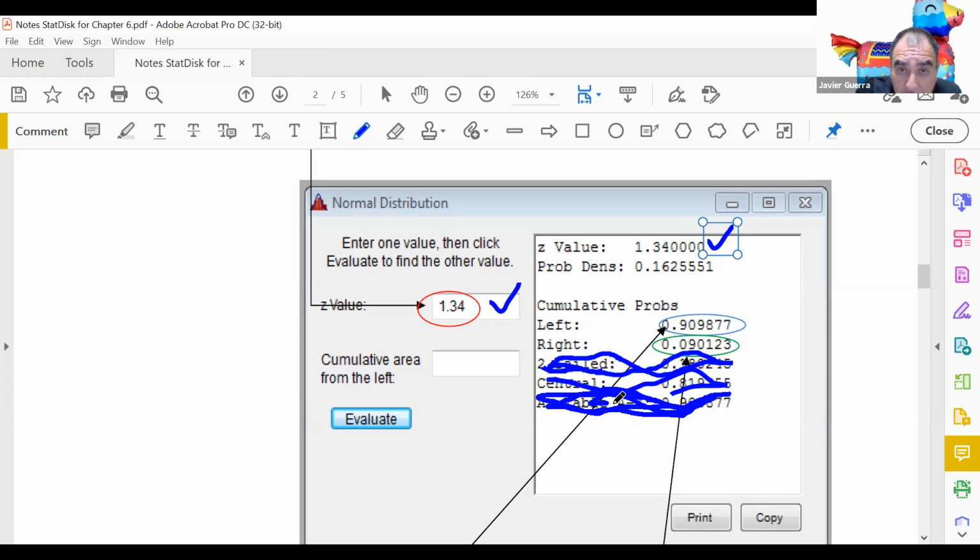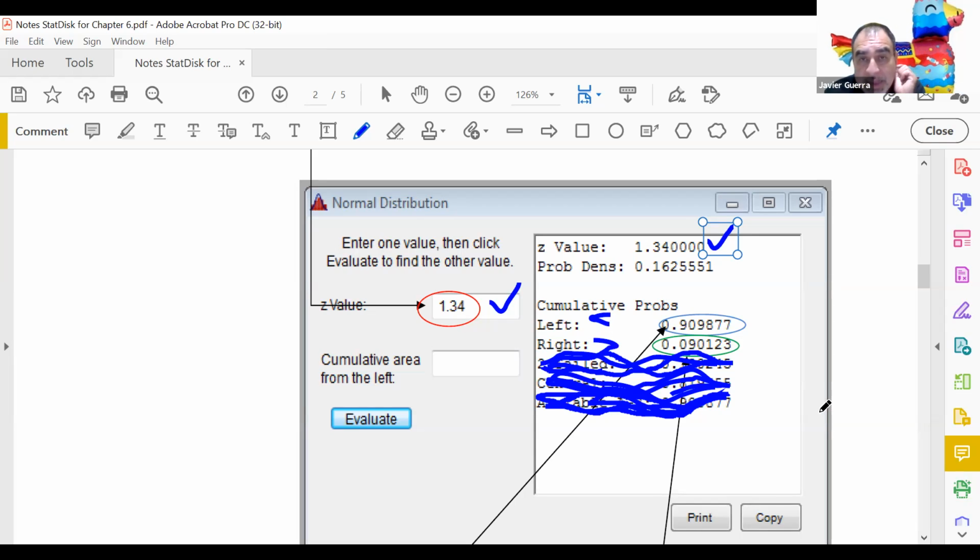This is where you have to remember the symbols. So remember, left is the less than. I hope I can draw the less than. And the right is going to be the greater than.